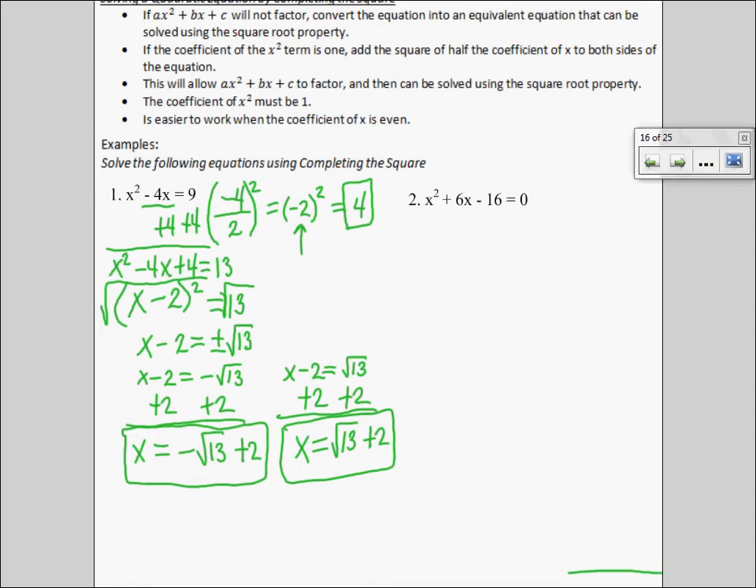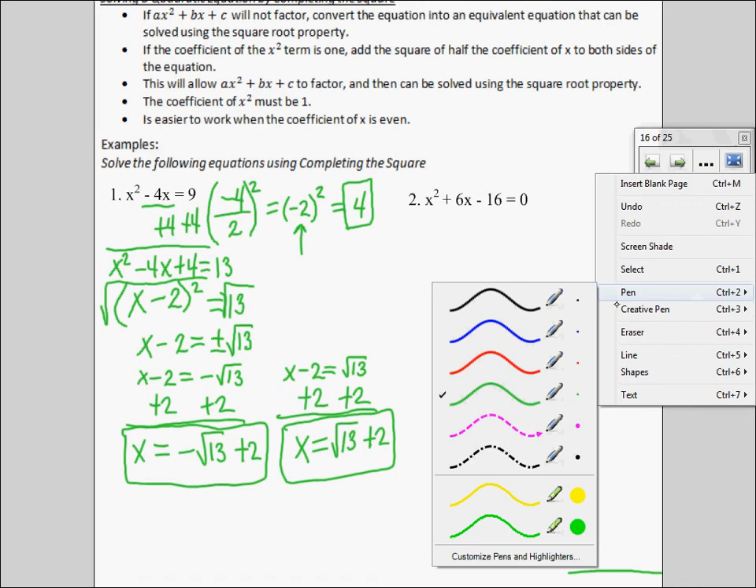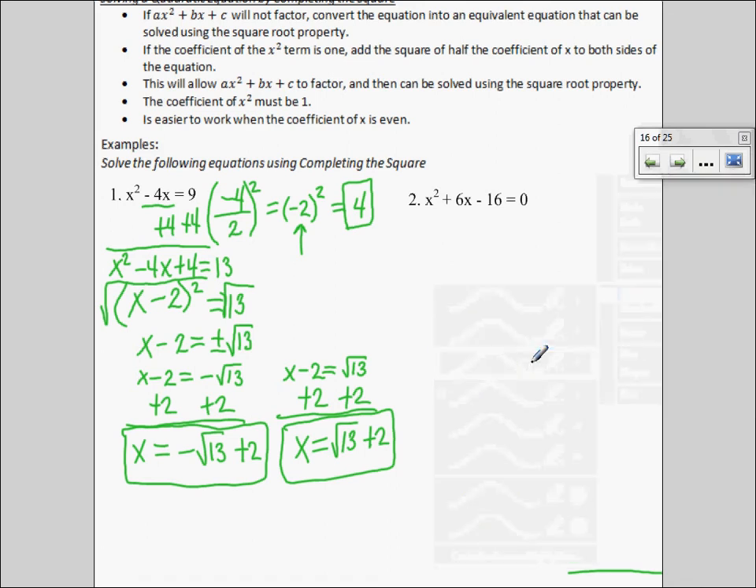So let's now look at number 2, and I will do this in a different color ink so that we do not get the two problems confused. Okay, we need to note that if 16 or negative 16 has any factors that, when you bring them together, will give you a positive 6, and I believe if you try to do that, you will not get anything that will work. So we have to add 16 to both sides. So we're going to have x squared plus 6x, let's leave a blank space, equals 16.